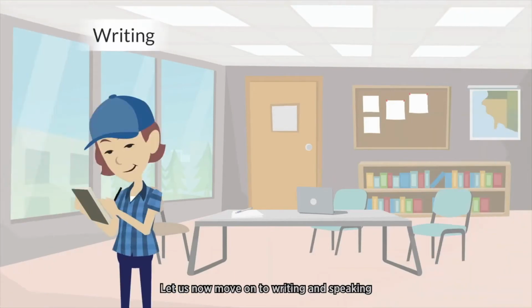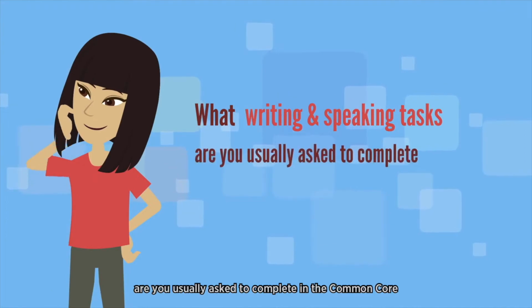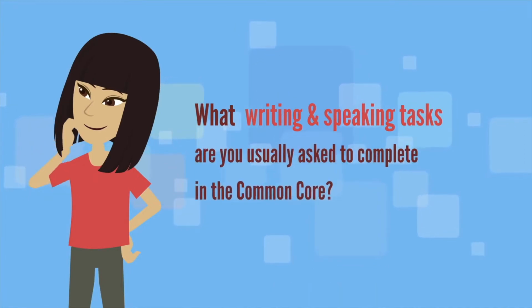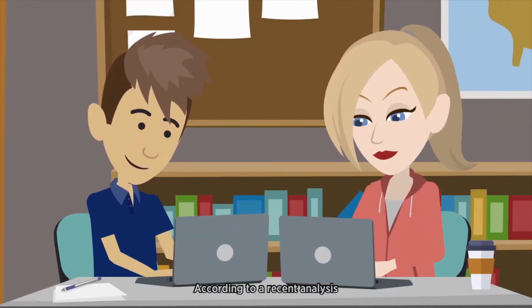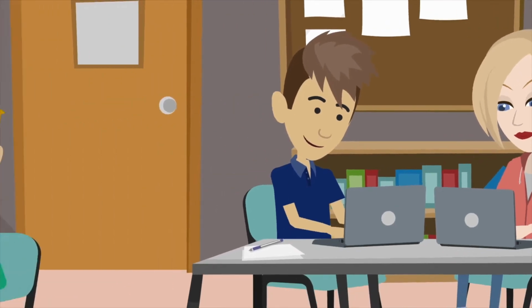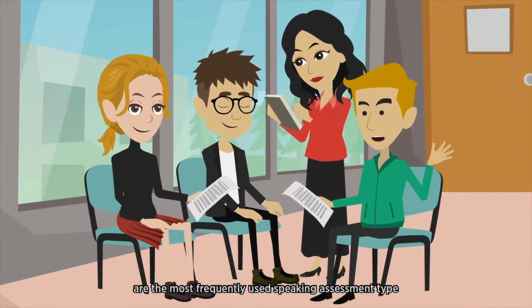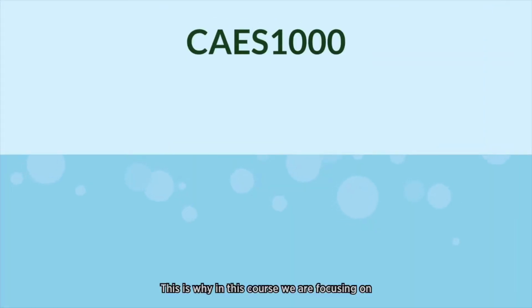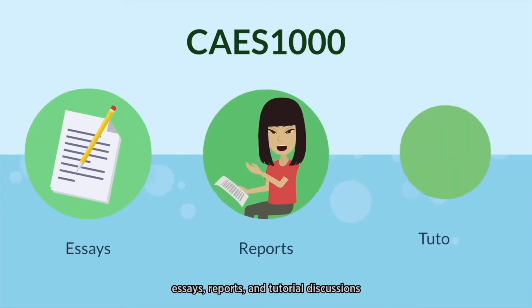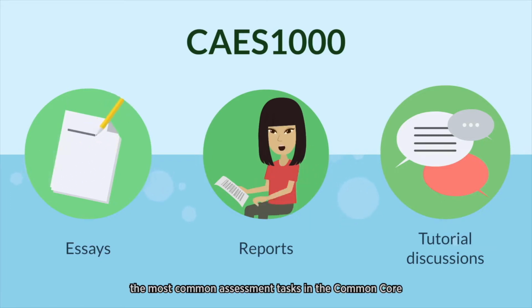Let us now move on to writing and speaking. What kind of writing and speaking tasks are you usually asked to complete in the Common Core? According to a recent analysis, essays and reports are the most frequently assigned writing tasks. On the other hand, tutorial discussions are the most frequently used speaking assessment type. This is why, in this course, we're focusing on essays, reports, and tutorial discussions. We want to help you develop the skills needed for the most common assessment tasks in the Common Core.